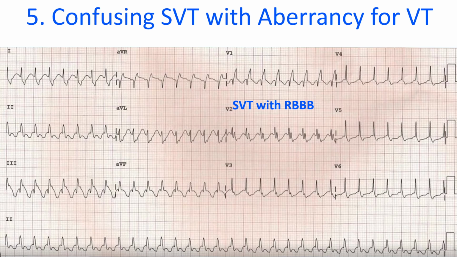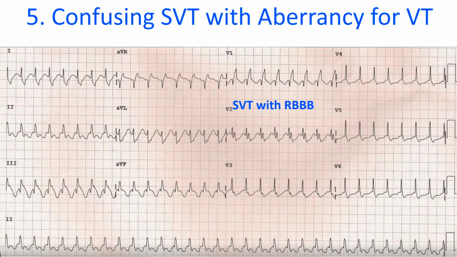Confusing between SVT with aberrancy and VT is a classic danger zone in the emergency department. The error is assuming a wide complex tachycardia is supraventricular tachycardia with a bundle branch block aberrancy because the patient is young or looks stable, and treating ventricular tachycardia with calcium channel blockers like verapamil, which can cause cardiovascular collapse in VT.